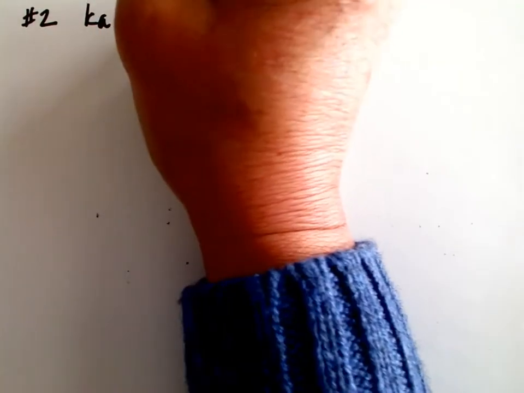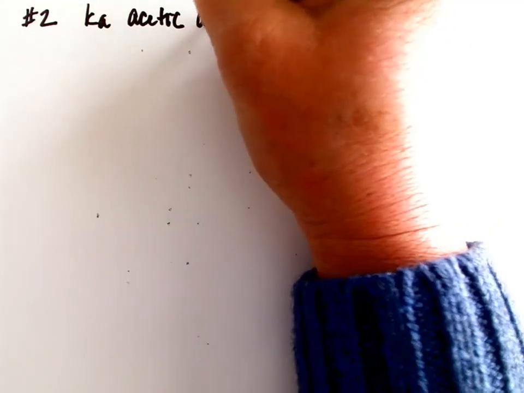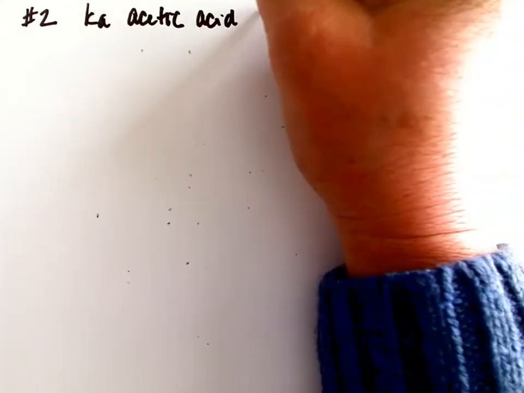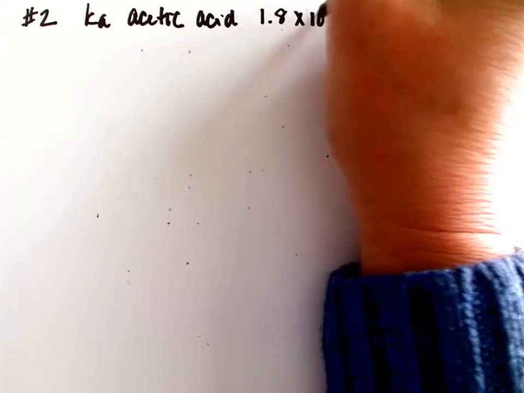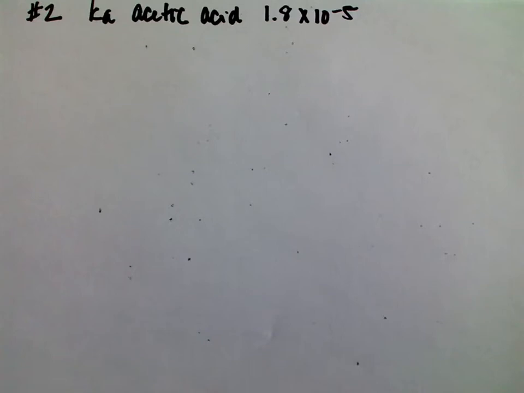Okay, let's look at the next problem, number 2. We're given the Ka of acetic acid. The problem involves acetic acid, and that is 1.8 times 10 to the negative 5th. And we're asked to calculate the pH of a solution that has 0.400 moles of acetic acid and 0.500 moles of sodium acetate.